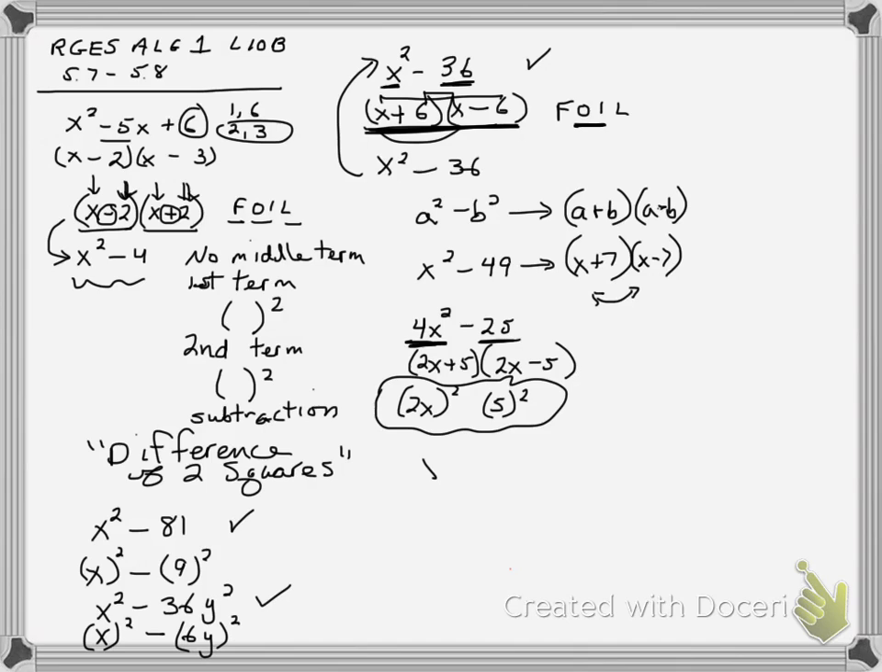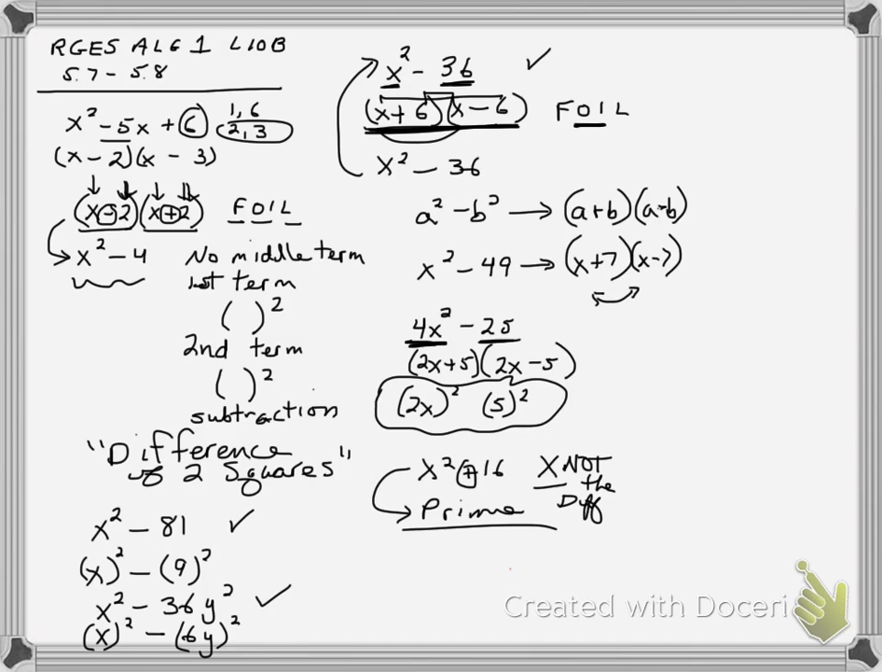What if I have x squared plus 16? That is not the difference of squares. Why? Because I have a plus sign there. In fact, this is prime. This cannot be factored into two binomials.